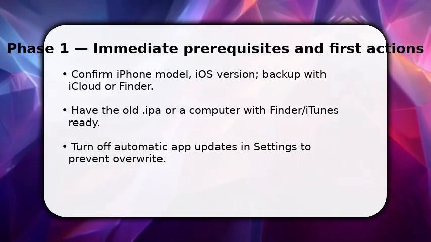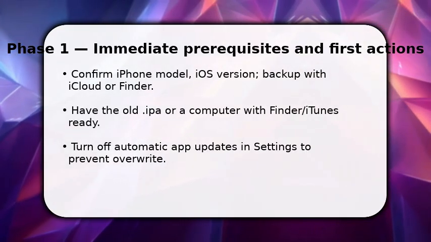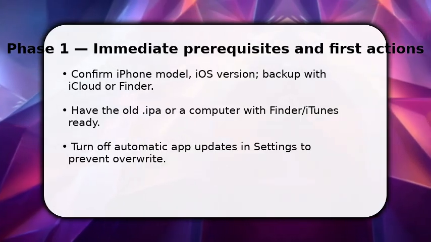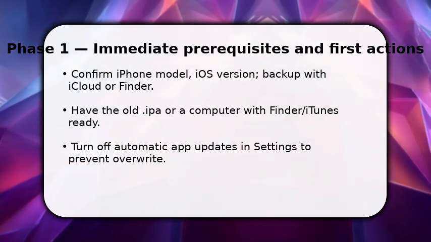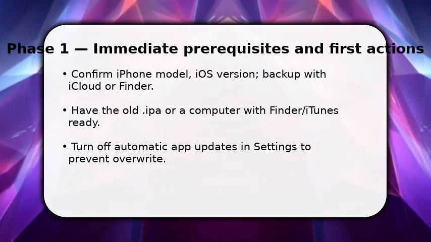Connect your device to a Mac or PC with the old IPA file or access to Finder/iTunes. You need developer or Apple ID credentials if the app is signed. Now, proceed to transfer the file so you can install the previous build.